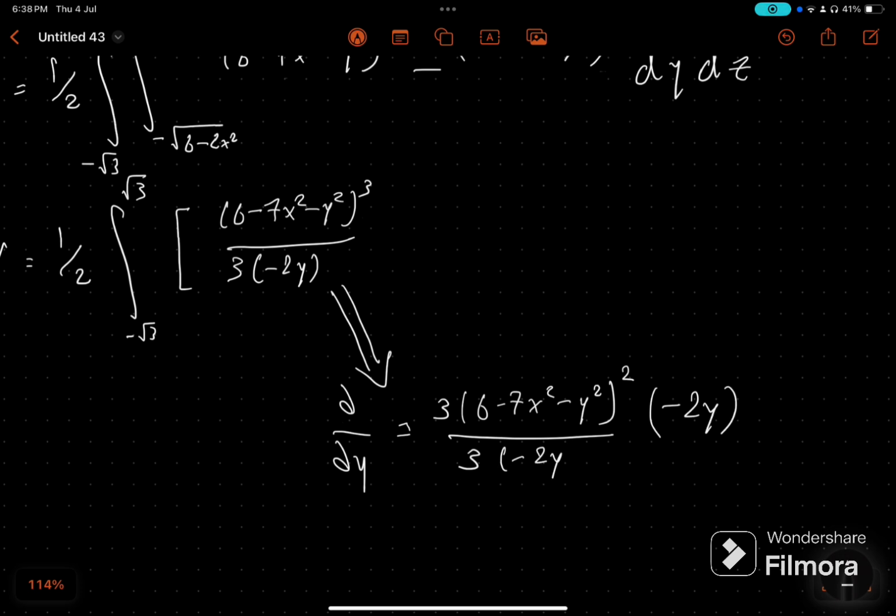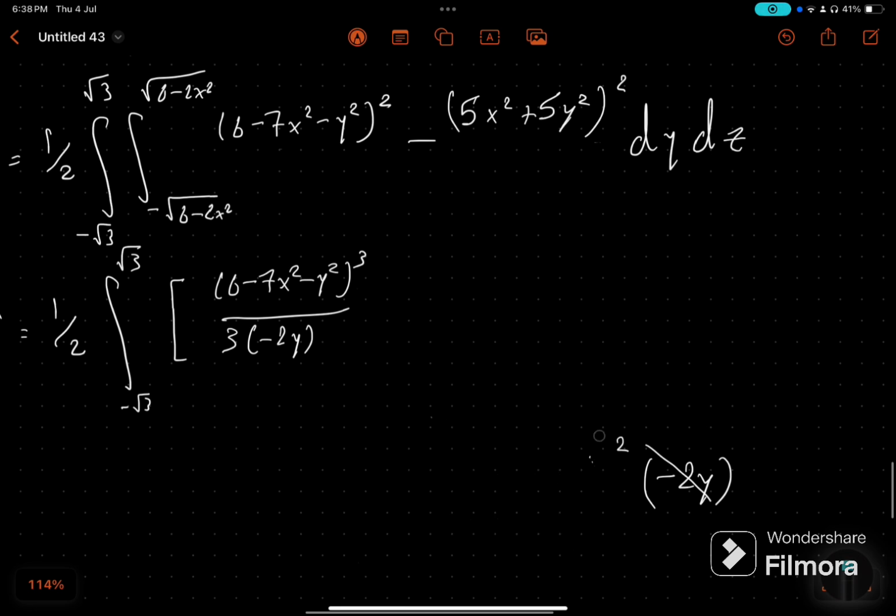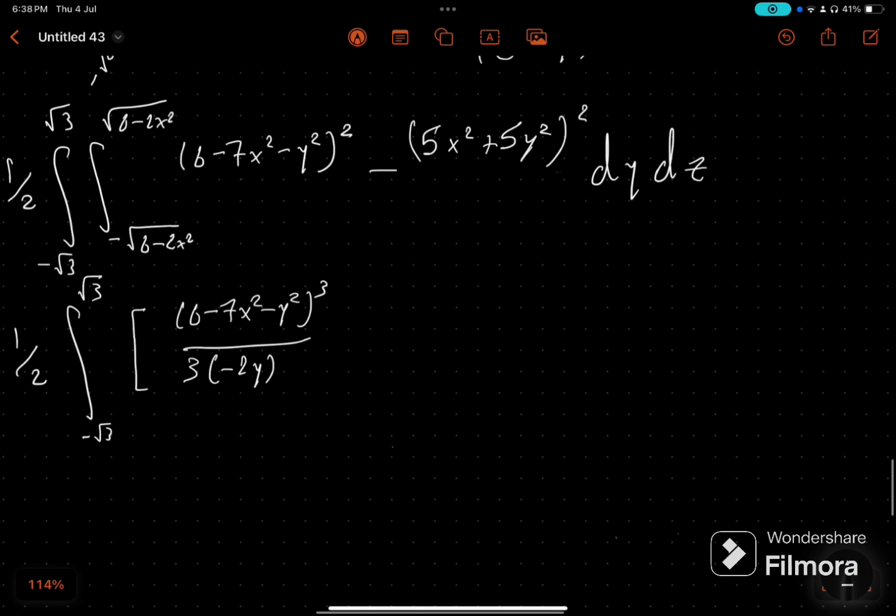And here we already have minus 2y. So basically, we multiply by that minus 2y. Basically this is the chain rule. We're going to cancel this, and we get back our 6 minus 7x squared minus y squared. So this is basically the way to do it. This is our integral. And this is a very interesting, intuitive way to find the integral of such functions.